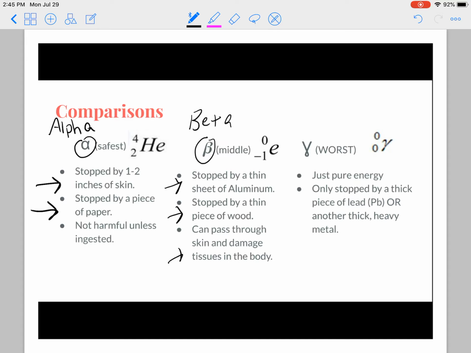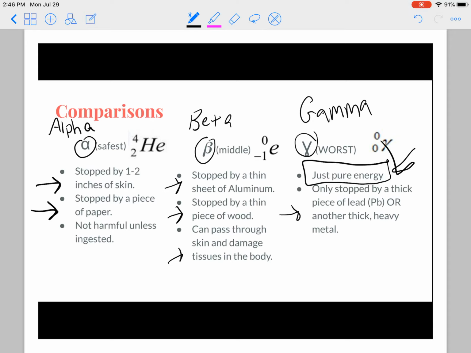Okay, and so then our last type of radiation is gamma radiation. Now, gamma radiation is the worst type of radiation. And the reason why it's the worst type of radiation is because it just consists of pure energy. So it's a massive load of just pure energy. Now, gamma radiation can only be stopped by a thick piece of lead or another thick heavy metal.